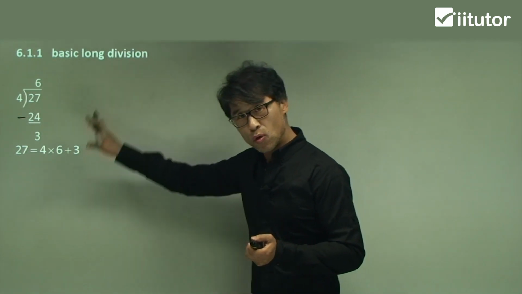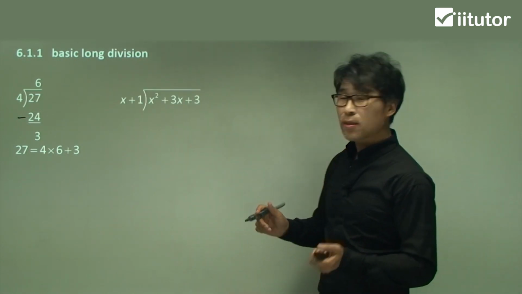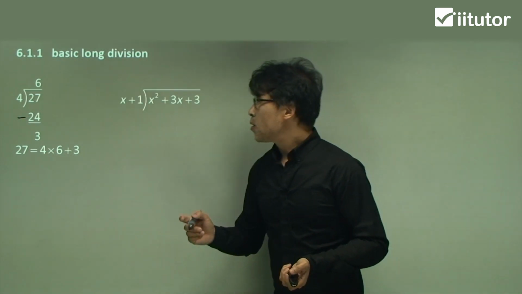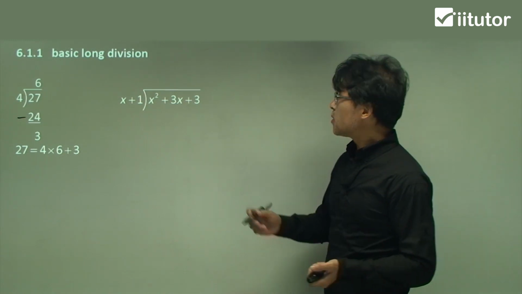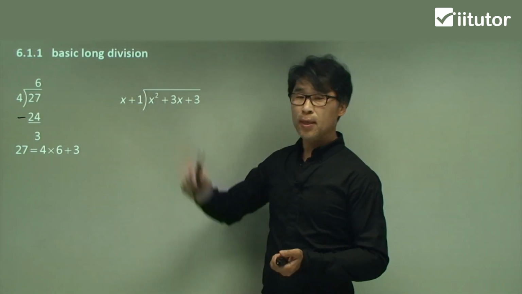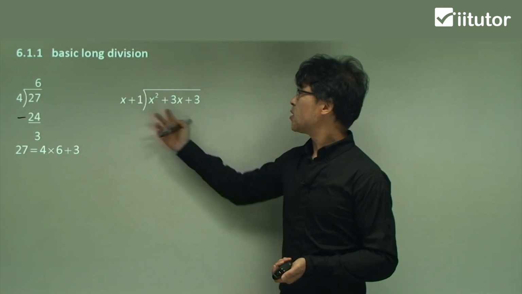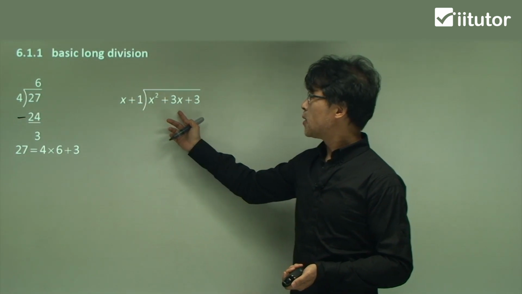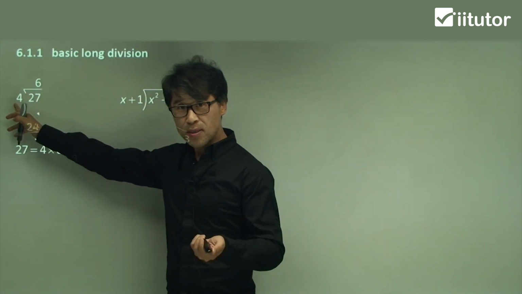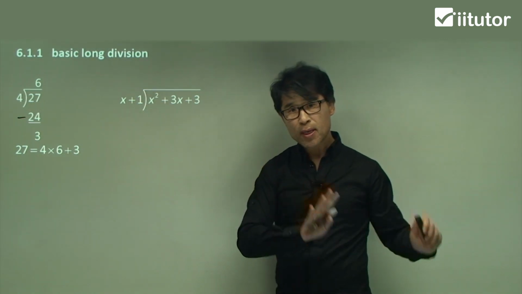Okay, so all of the process will be pretty much the same. Let's take an example like this one. We are asked to divide x squared plus 3x plus 3 by x plus 1. See, 27 is equivalent to this part. And then number 4, which is the divisor, is equivalent to x plus 1. So all in the same place.